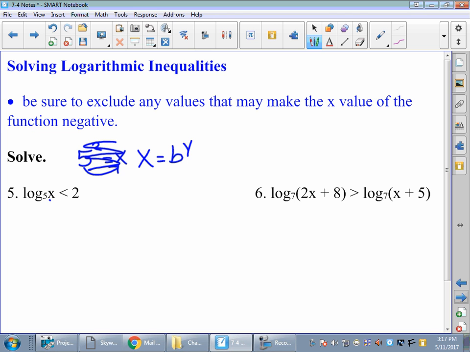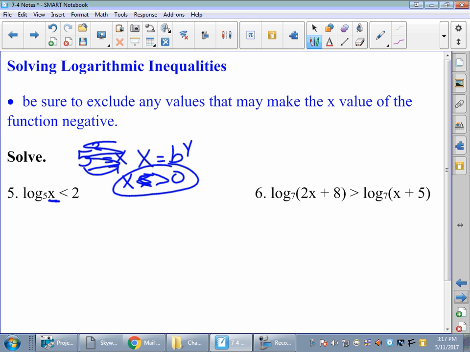So make sure that if the variable is over here, we keep it over here, because it does make a difference in inequalities. So we have to be sure to exclude any values that make x negative. In order to make this statement true, x just has to be greater than or equal to 0, because it can be 0, it can be 1, but it can't be anything negative. So we just keep that little stipulation on there, and we keep that in mind when we go to solve.